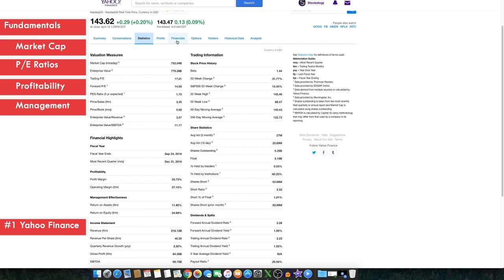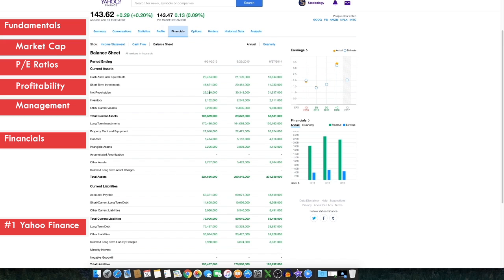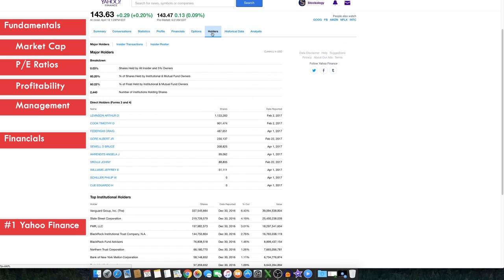They also give me the financials page, which is their income statement, cash flow, and balance sheet for the company. These are the numbers of the company and really what will help me find out what's behind the company in accounting terms. I use Yahoo Finance for their shareholder data and their options data.